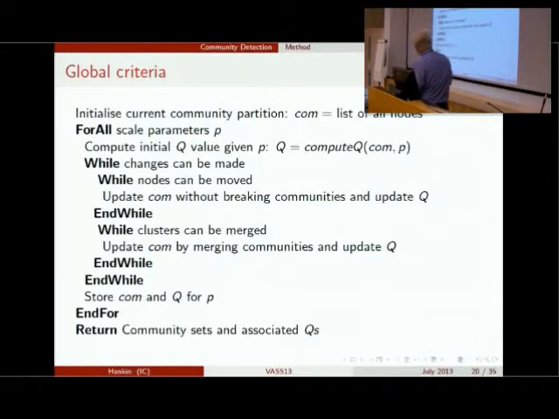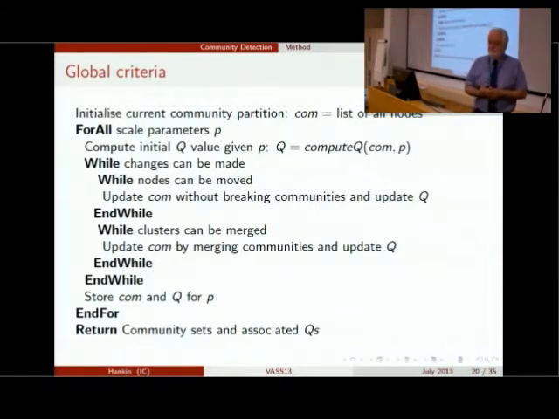Basically, once you've got that initial assignment of nodes to communities, you can look at the network and apply the global criteria to the network and get a Q value. And then basically the core of the work here is in this loop, which has two internal loops. As long as you want to keep going, first of all you look at individual nodes and see whether nodes would be better moved from one community to another.